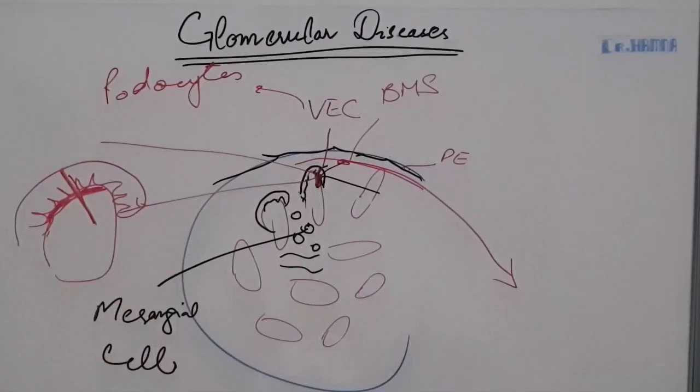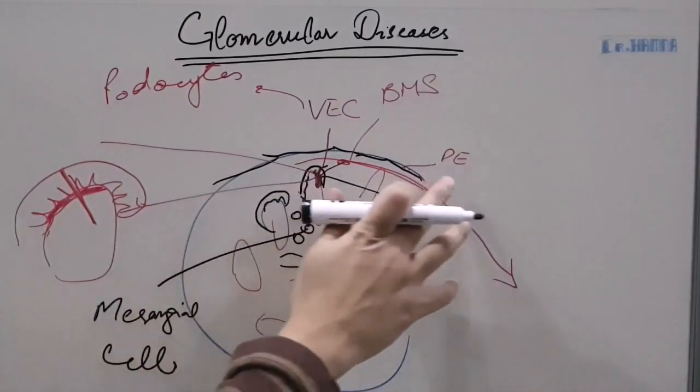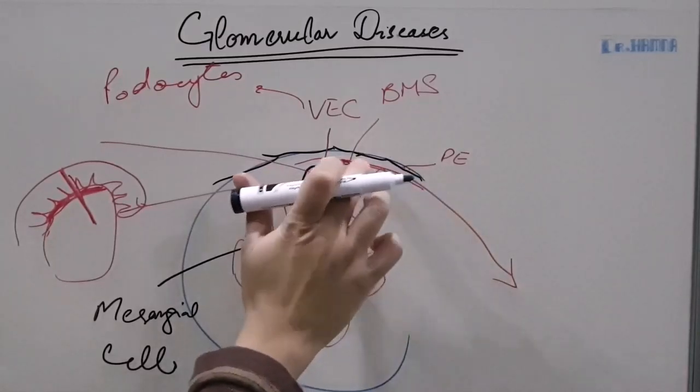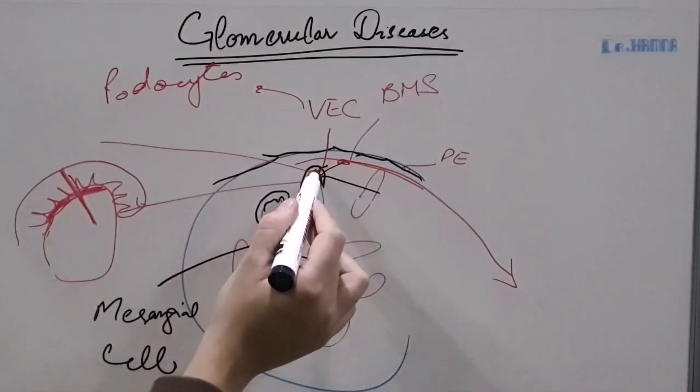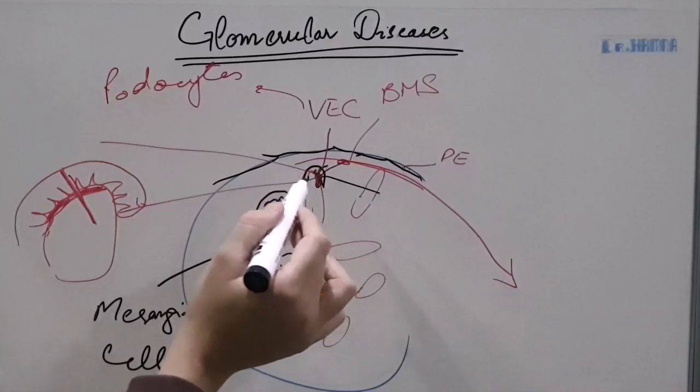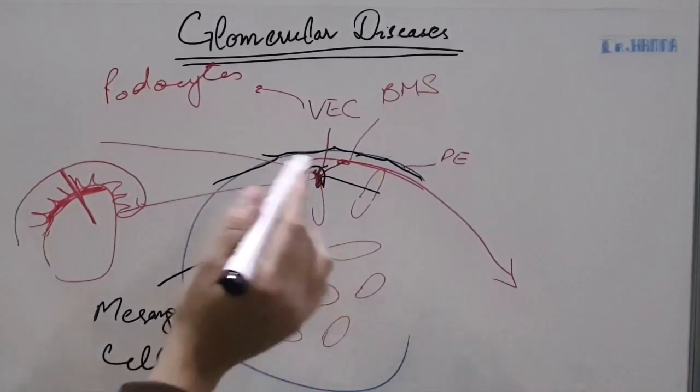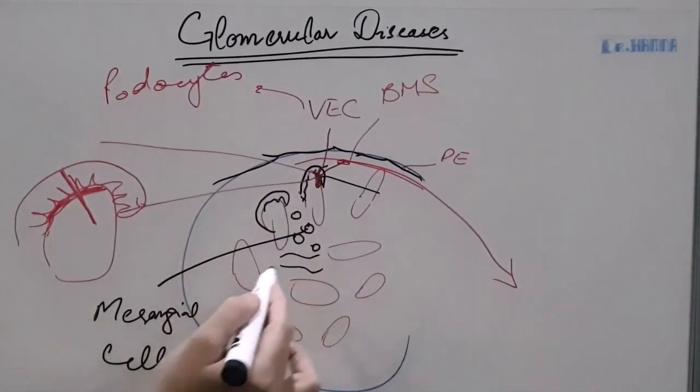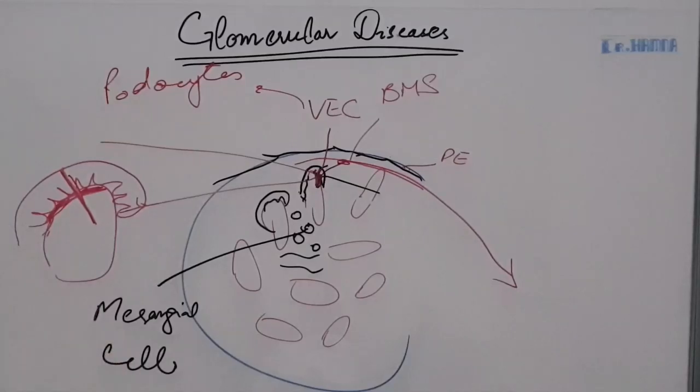So what are the main components? A quick review. First of all, parietal epithelial cells, then Bowman's space, then visceral epithelial cells or podocytes, basement membrane, endothelium, and supporting structures, mesangial cells, and lymphocytes or inflammatory cells. So this is basically the normal structure.